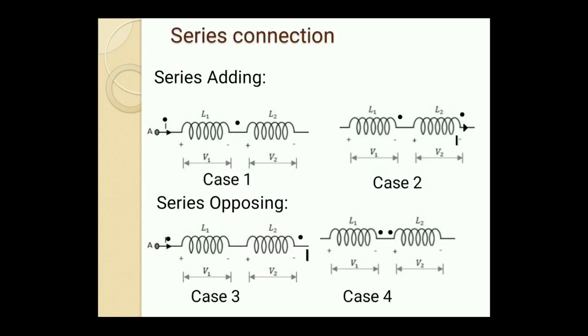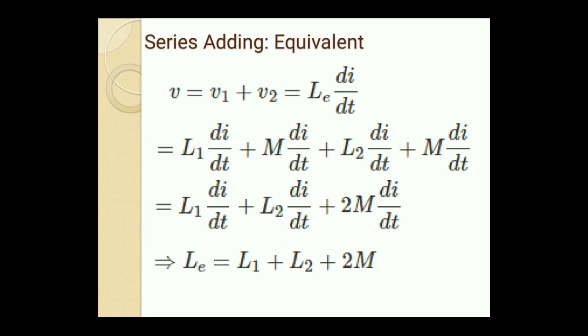Now let's write voltage equations for these two. V L1 equals L1 into di1 by dt plus M into di2 by dt, and V L2 equals L2 into di2 by dt plus M into di1 by dt. Why are we adding the mutual induced EMF? Because of the dot convention.